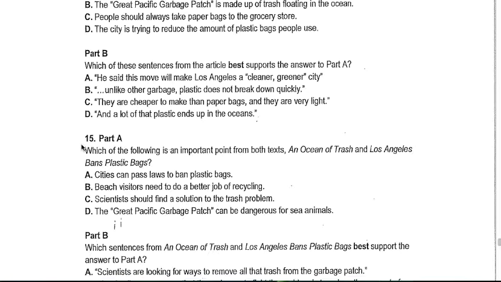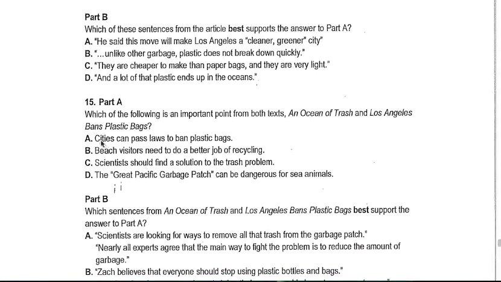Part A for number 15. Which of the following is an important point from both texts? An Ocean of Trash and Los Angeles Bans Plastic Bags. Cities can pass laws to ban plastic bags. Beach visitors need to do a better job of recycling. Scientists should find a solution to the trash problem. The Great Pacific Garbage Patch can be dangerous for sea animals.